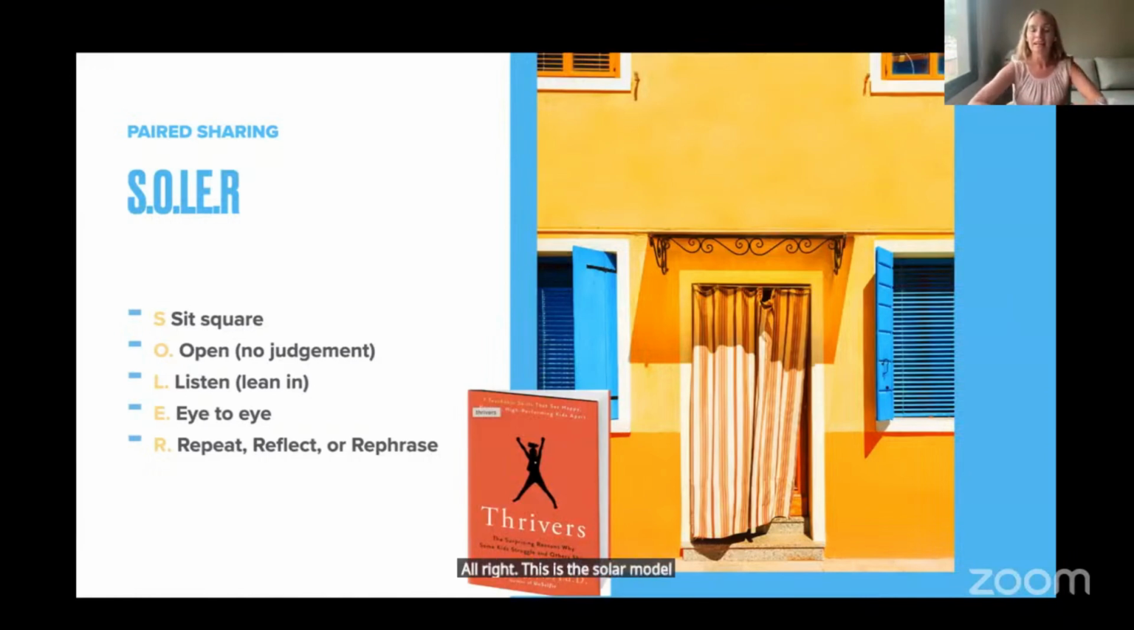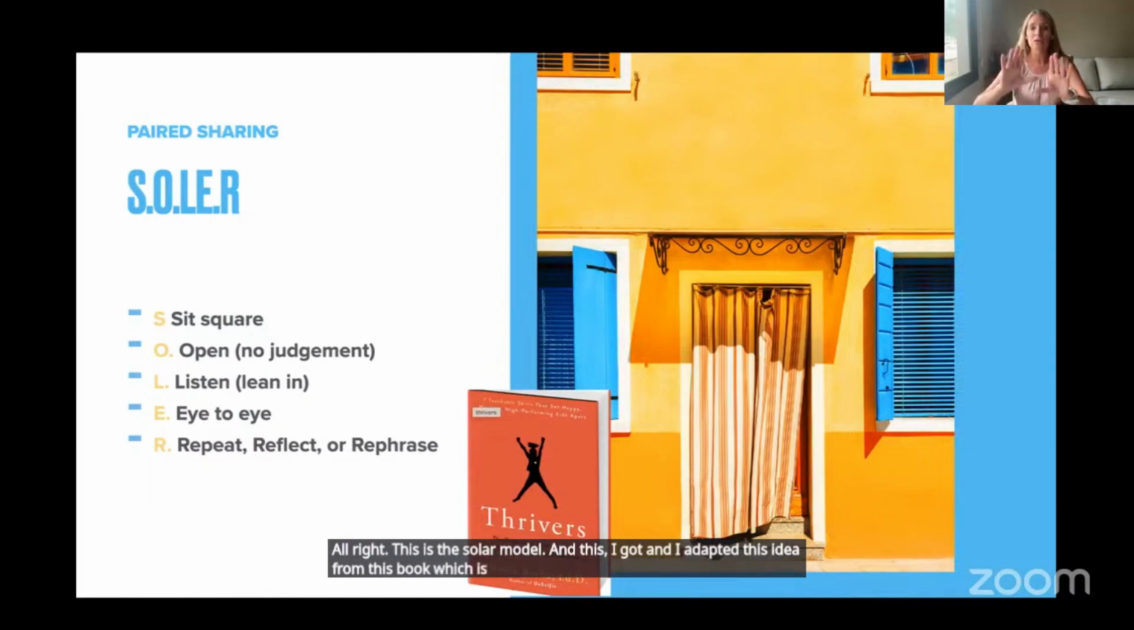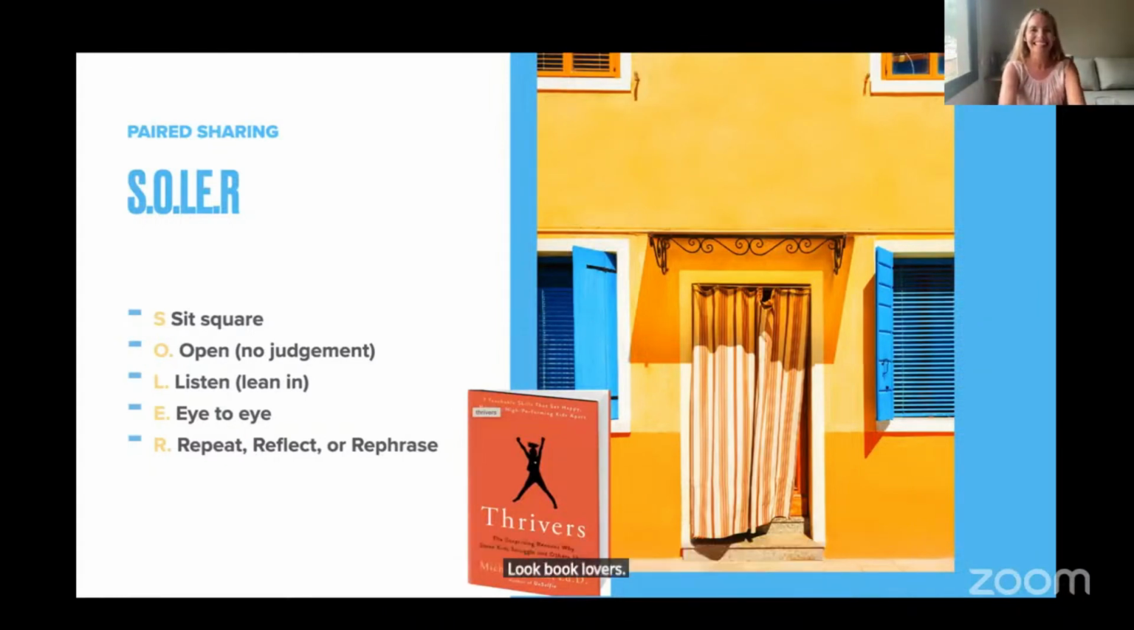I got and I adapted this idea from this book, which is a great book. It's called Thrivers by Michele Borba. I also had the pleasure of meeting Michele last year, and the work that she has done with students is amazing, right? So that's another book recommendation, because I know that we are all book lovers, right?